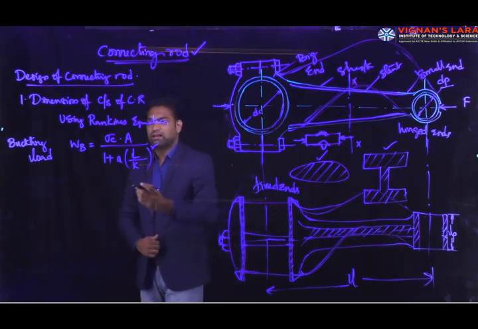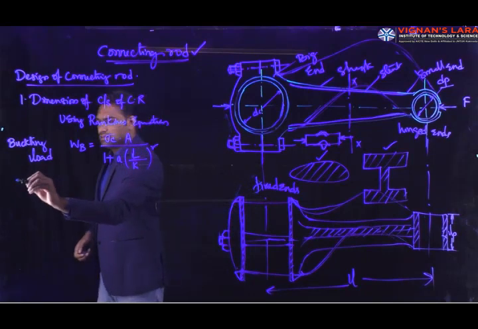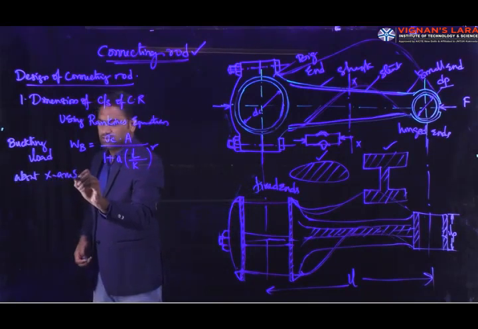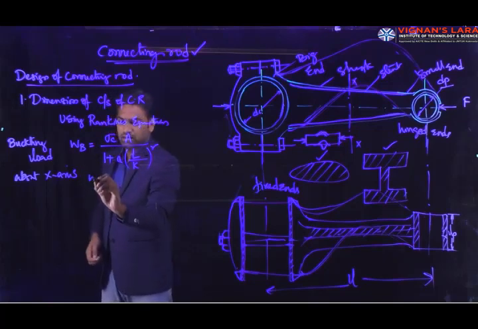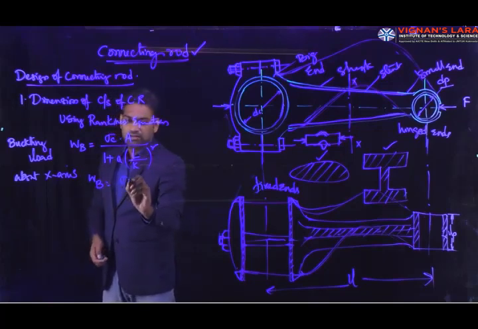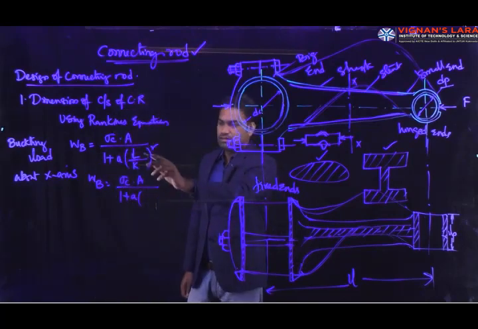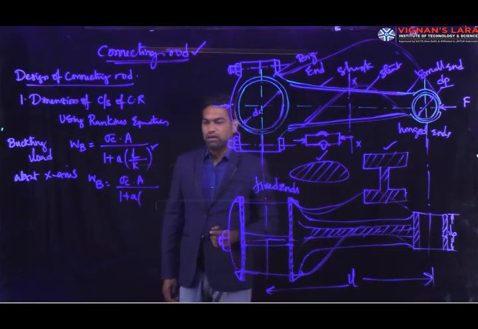About the x-axis, the buckling load WB is given by sigma c into A divided by 1 plus a into, where the length capital L is the effective length of the connecting rod.